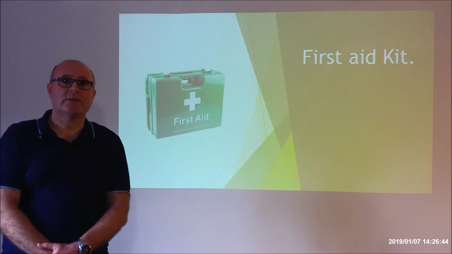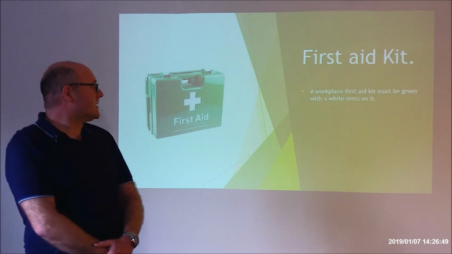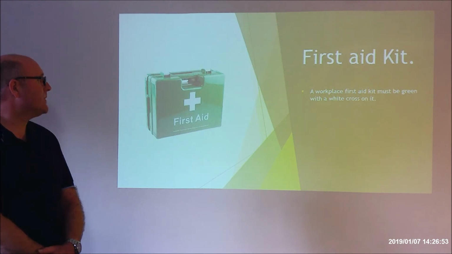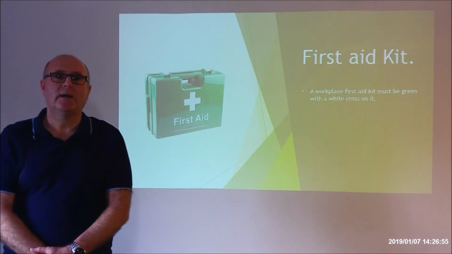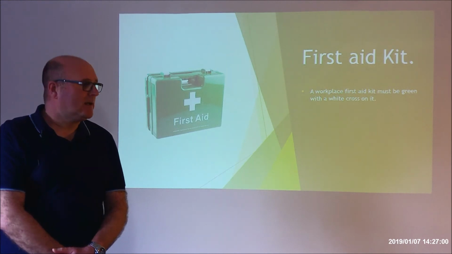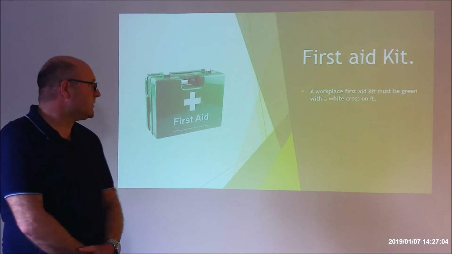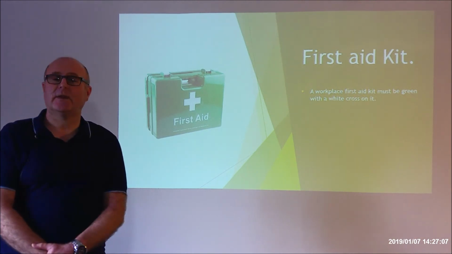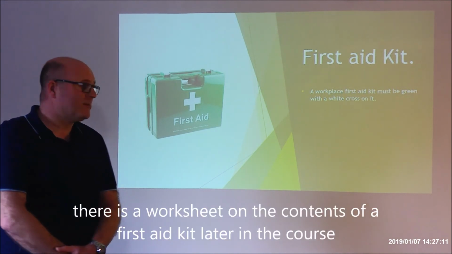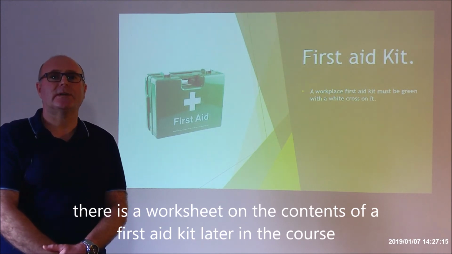Okay, let's look at the first aid kit then. First thing, you can see on the PowerPoint there, the workplace first aid kit must be green with a white cross on it. You may go into Boots or other retailers and you'll see various domestic first aid kits. They're not suitable because they're not green and they don't have a white cross on them. The reason for this is that anybody within the workplace needs to be able to identify very quickly and very easily where the first aid kit is.